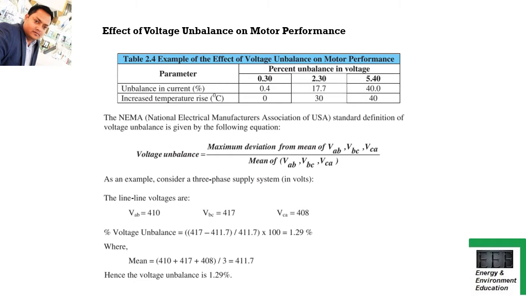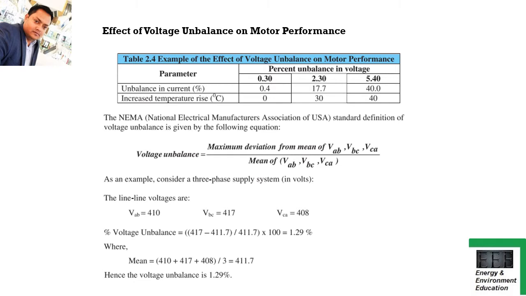First of all, suppose they ask you to explain the effect of voltage imbalance on motor performance with an example. So this is the example here, friends. When the percent voltage unbalance is increased, this leads to an increase in the current unbalance also, and it also increases the temperature of the motor. If you see the parameters given here, if the voltage unbalance is 0.30, at that time the current unbalance percent is 0.4 and the temperature rise is 0. Once it is increased to 2.30, the unbalancing current also increases to 17.7, and the temperature of the motor increases to 30 degrees centigrade.